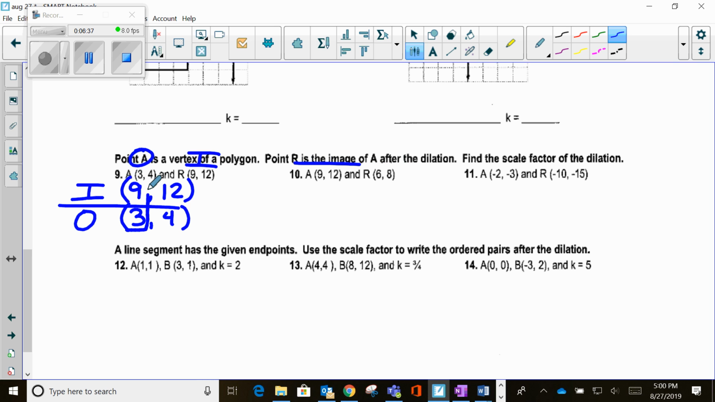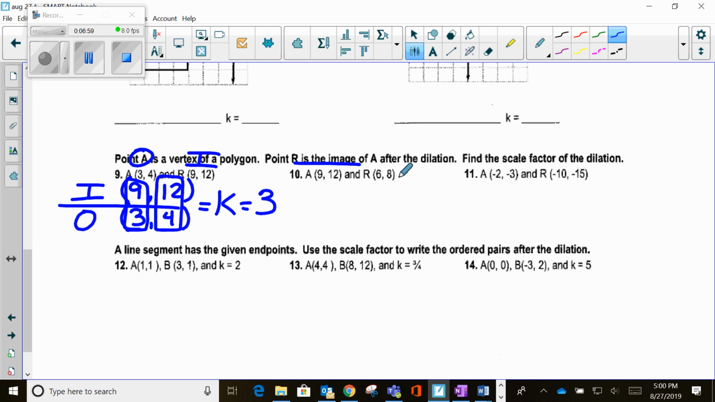Now I can find my ratios for the x, which is 9 divided by 3 and simplifies to 3, and my ratio 12 divided by 4 simplifies to the k value of 3, because 9 divided by 3 is 3, 12 divided by 4 is 3.